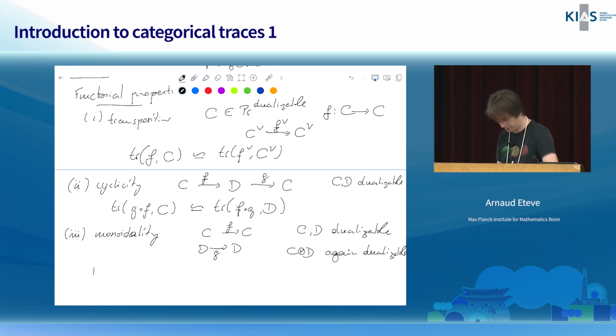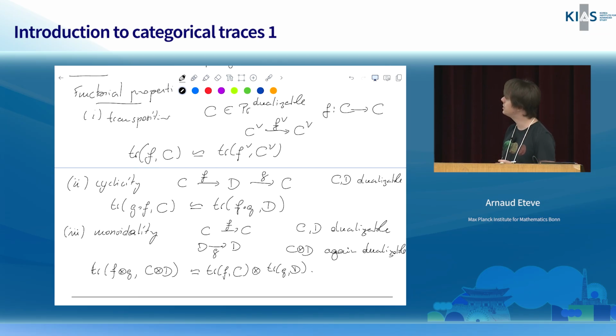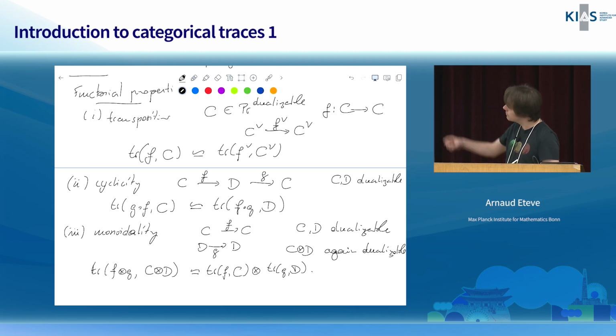And so the trace of F tensor G on C tensor D is just the tensor product of the two traces. Okay, so far all these properties shouldn't surprise you, because these are things you know for the usual notion of traces. The last one is the actual functoriality of traces.